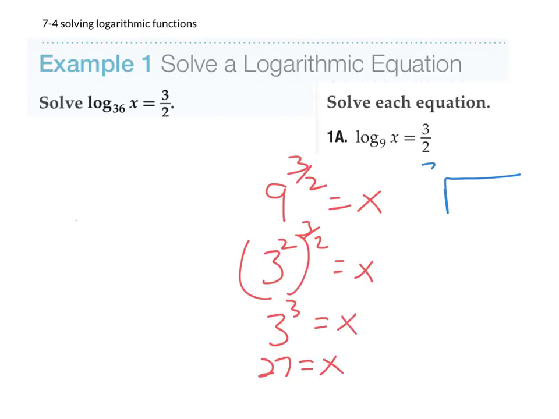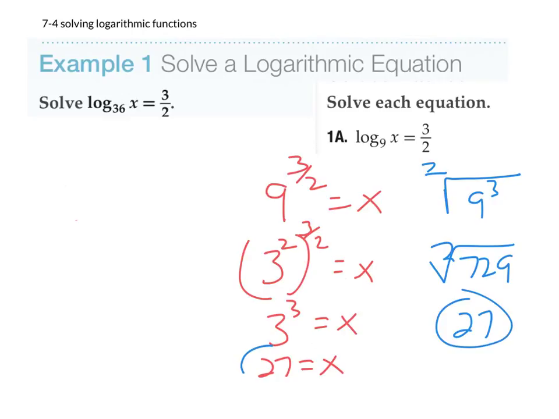Now if we do it with the square root, I'm going to write it as the square root of 9 cubed. And 9 cubed is 729, and the square root of 729 is 27. So I get the same answers. So do you want to work with fractions and change your number around like this one, or do you want to multiply in your calculator 9 cubed and then take the square root of that?